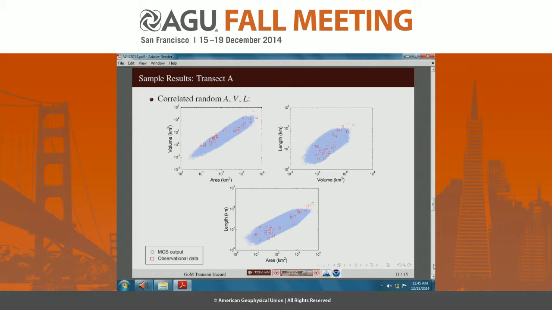So here are some sample results for transect A, which was along the northwest Gulf of Mexico across the Sigsbee Escarpment. So this is the output of all of the tsunamigenic results from our MCS method. And these are the plots similar to before for the correlated random area, volume, and length. And as we can see, implementing this Cholesky decomposition approach results in trial scenarios that follow the data extremely well, while still allowing for some natural variability in the sizes.